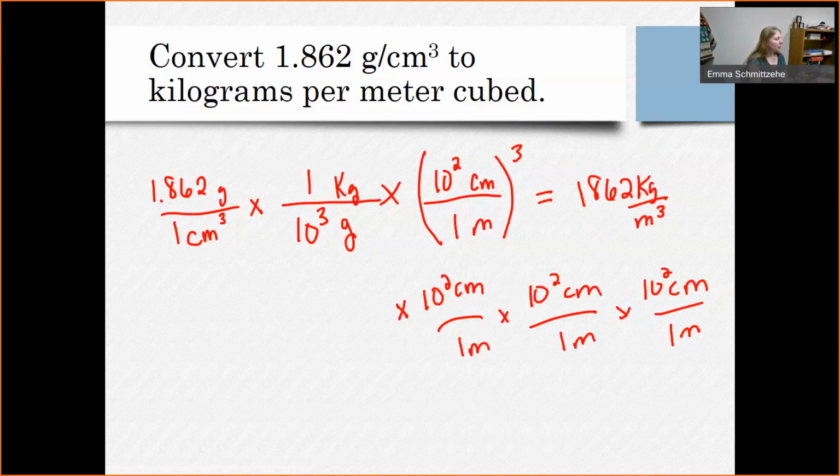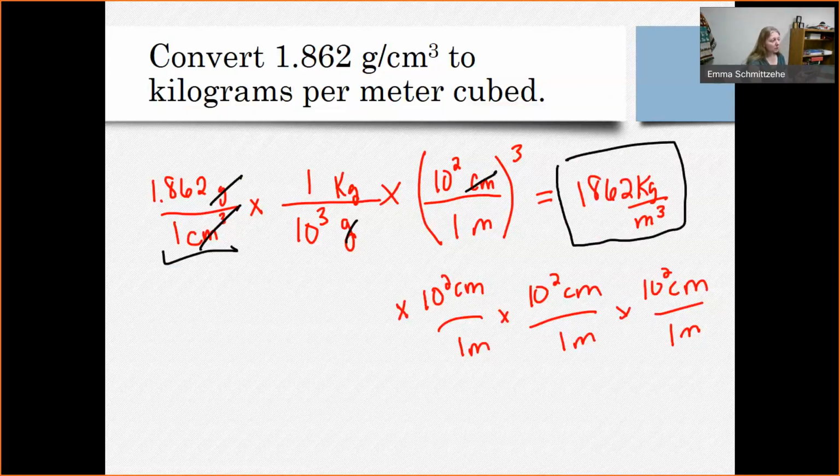So if we go back and make sure, look at your units, your grams cancel, your centimeters cubed cancels with this centimeters because it is cubed. Okay, it gives you kilograms per meter cubed. And so that is our answer. And it is 4 sig figs because this is 4 sig figs and everything else is exact. Okay.